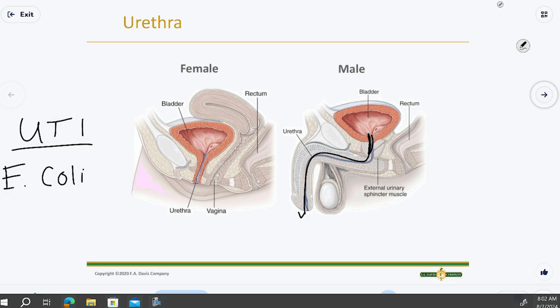So that's why males are less prone to urinary tract infections. Doesn't mean they can't get it. All it means is that bug, that bacterium, just has longer to travel to get to the bladder. So that's the difference in urethras in male and female, and that's why females are more prone to urinary tract infections, that combination of things.